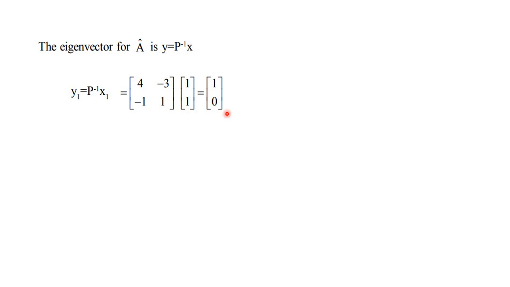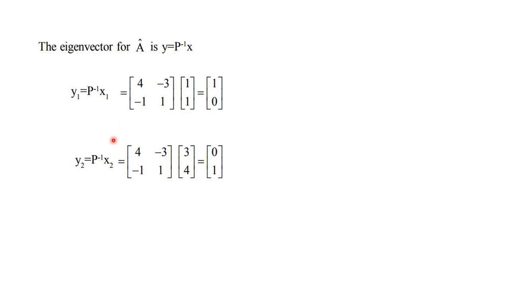Then 1 into 1 is 1. So minus 1 plus 1 is 0. So y1 equals (1, 0). So the eigenvector is (1, 0). Okay. Now we have the second eigenvector y2, which is equal to P inverse into x2.